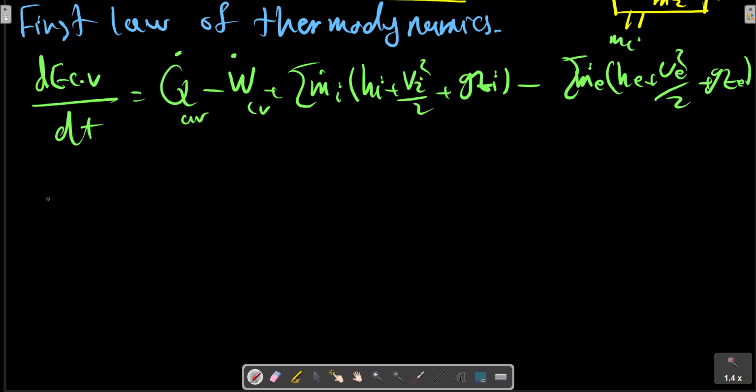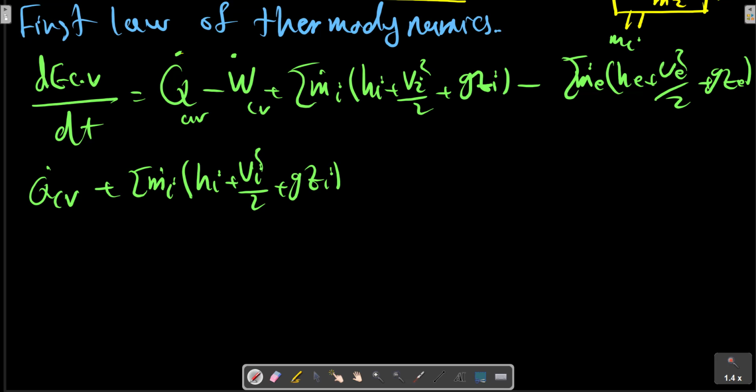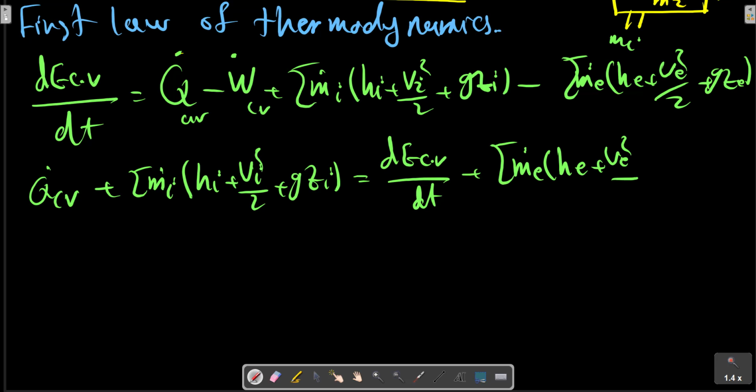Okay, so we can write this relation again: Q dot control volume plus sigma m dot i (h_i plus V_i squared over 2 plus g z_i), this part and this part, equals dE/dt plus sigma m dot e (h_e plus V_e squared over 2 plus g z_e) plus W dot control volume.